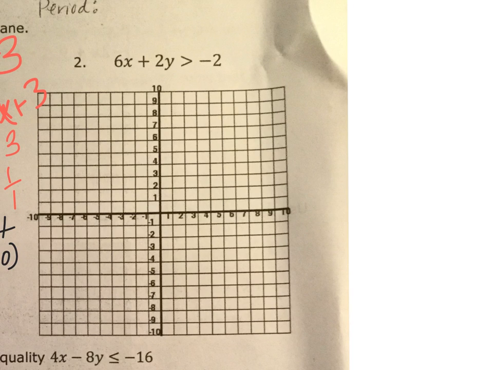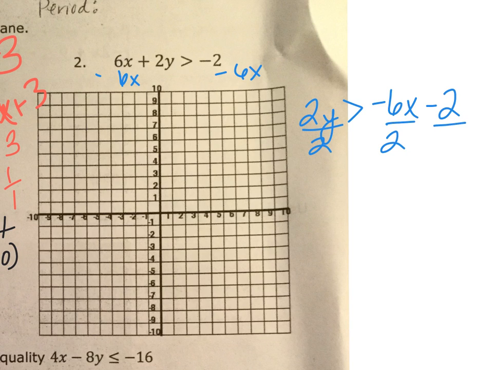All right, number 2. The inequality is in standard form, so first thing we have to do is solve for y. So I'm going to do that by subtracting 6x from both sides. So that's going to give me 2y is greater than negative 6x minus 2. And I need to divide everything by that coefficient. The coefficient's positive, so it's not going to change the sign or anything. So it's still going to be greater than negative 3x minus 1.